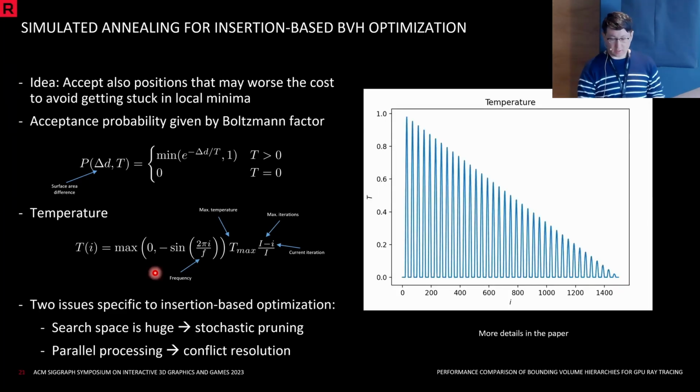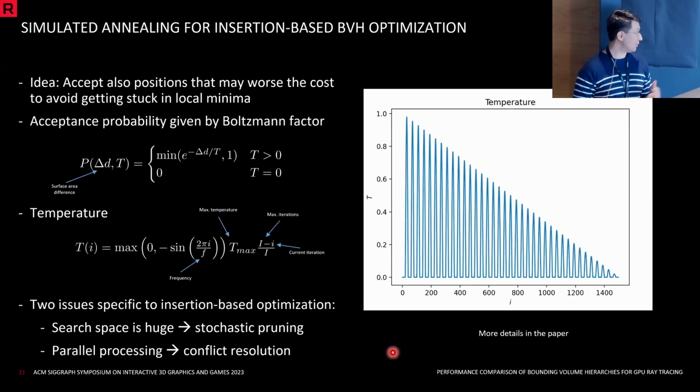And the temperature looks like this. It's a clamped sine function, and there are parameters, the frequency and the maximum temperature, and it's scaled by the current iteration, so it's decreasing in time. So always we start at 0, then there is a heating phase and then a cooling phase. So it's getting worse, and then we can try to find a better solution. And this is repeating. That's the overview idea of our extension.